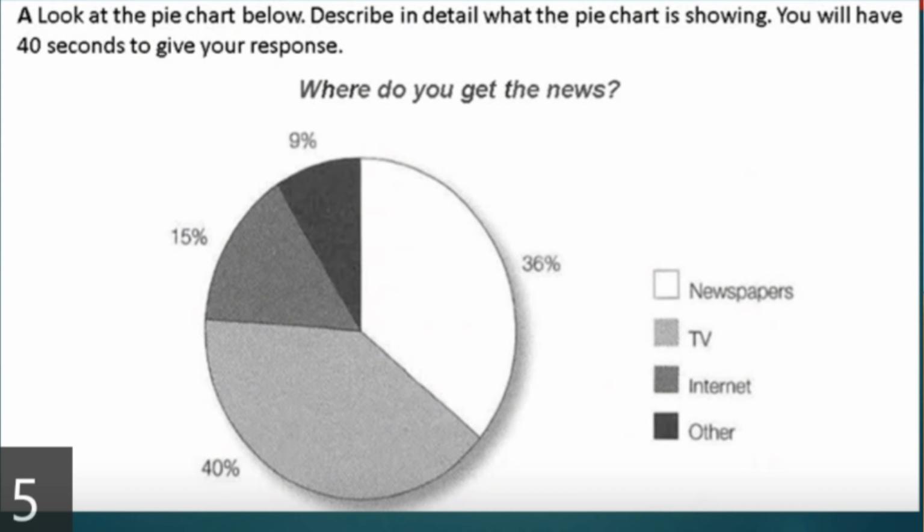This pie chart shows where people get the news from. From the image, it can be seen that nearly half of the community get their news from the TV. It can also be seen that over a third of the people read the news from the newspaper. Another thing that can be spotted is that about 15% of the people receive the news from the internet. Lastly, a few people find the news from sources not specified.